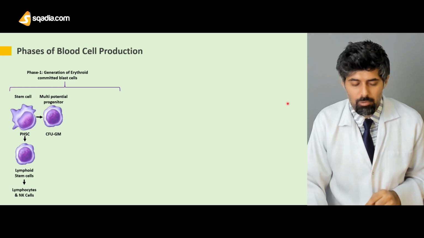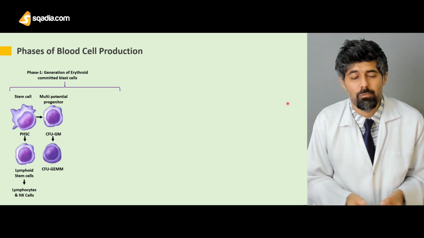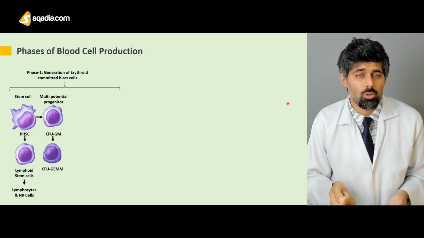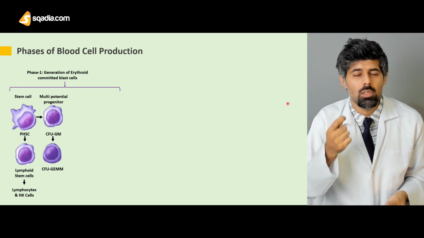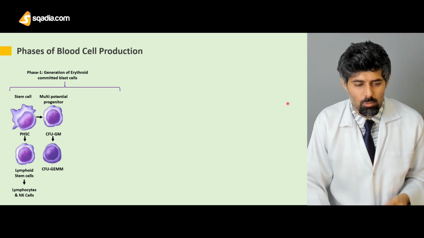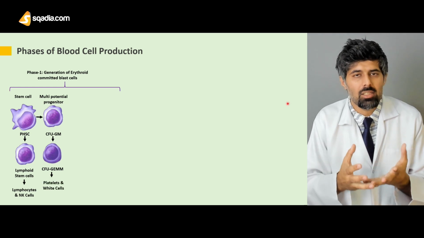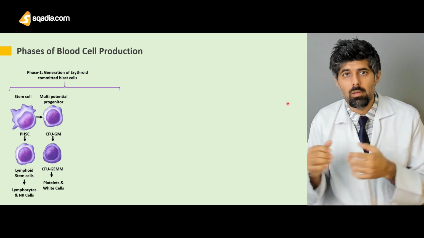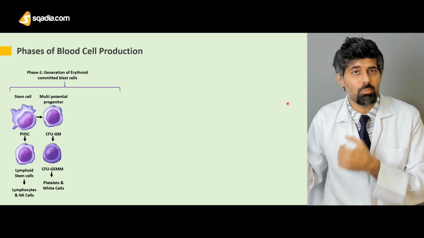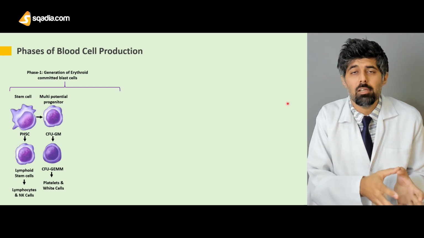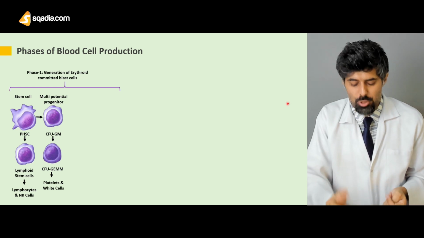It can further give rise to either CFU-GEMM, that is the colony forming unit, granulocyte, eosinophils, megakaryocytes and macrophages, which then form the platelets and other types of the white blood cells, that is the monocytes, basophils, neutrophils, or it can give rise to another type of progenitor.